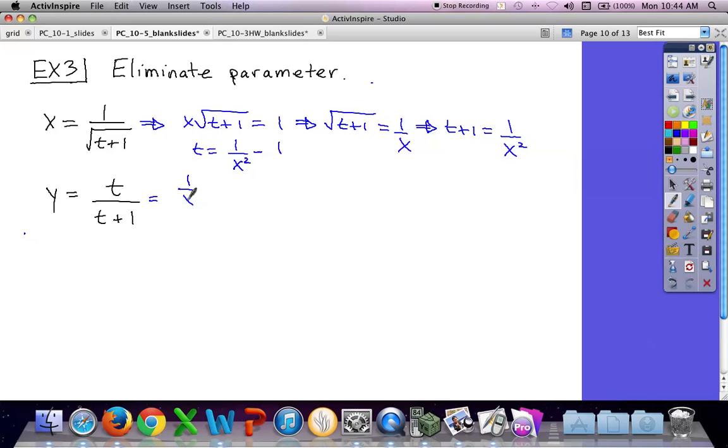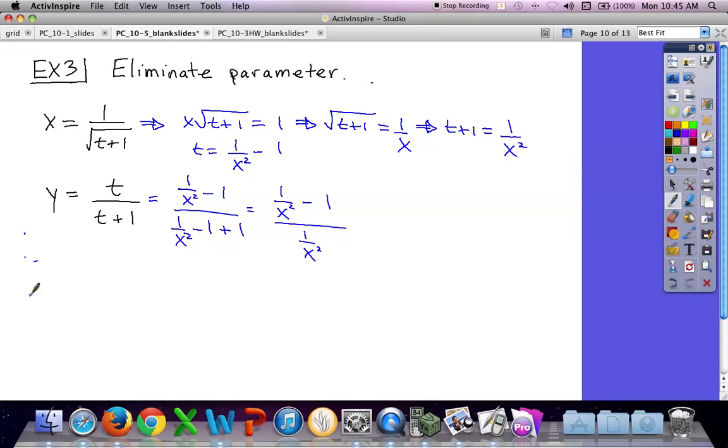1 over x squared minus 1 over 1 over x squared minus 1 plus 1. See how all I did was replace the t? I replaced this with this. Once, twice. Okay, now there's some simplifying I can do, right? You can cancel the 1's down here, right? So now we've got 1 over x squared minus 1 over 1 over x squared.